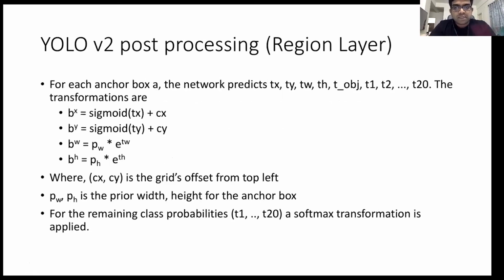So what does the region layer do? What is the post-processing that happens after the last layer is that once we have the predictions for each anchor box. Can I jump in with a question?